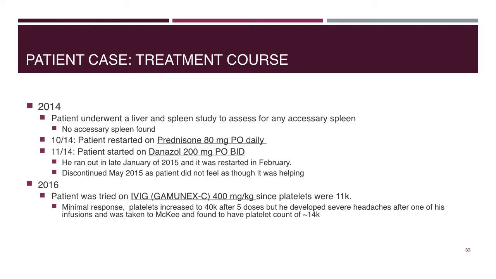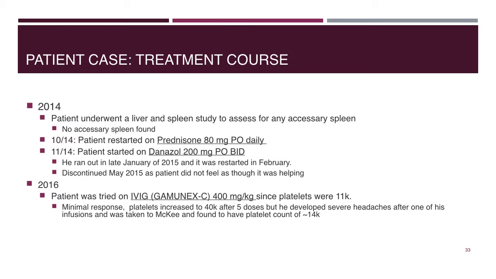Going back to our patient case, in 2014, the patient underwent a liver and spleen study to assess for any accessory spleen, but none was found. Later in the year, the patient was started on prednisone 80 milligrams daily, and the next month was started on danazol. In 2016, the patient was tried on IVIG or Gamunex at a dose of 400 milligrams per kilogram since his platelets were at 11,000.